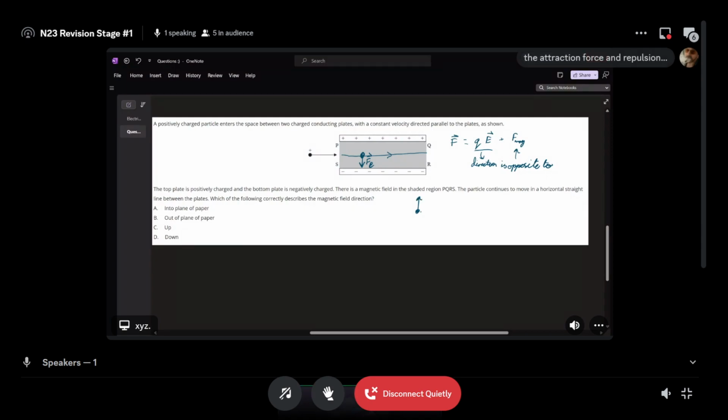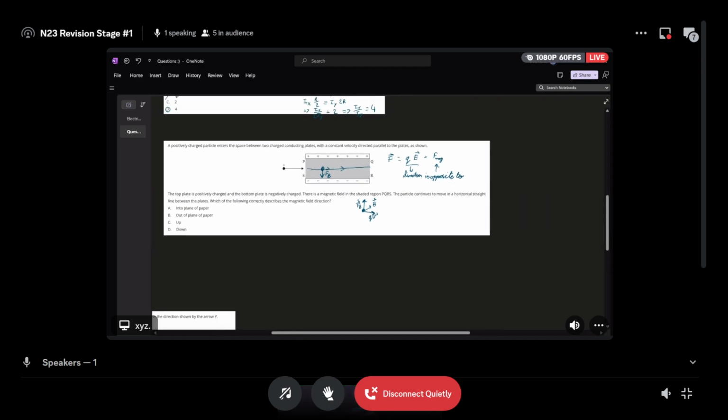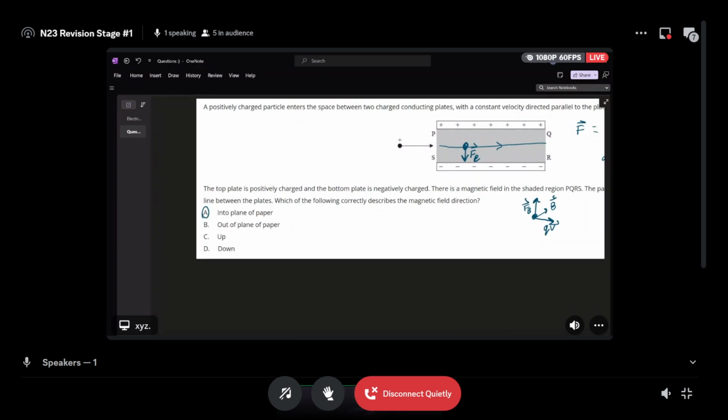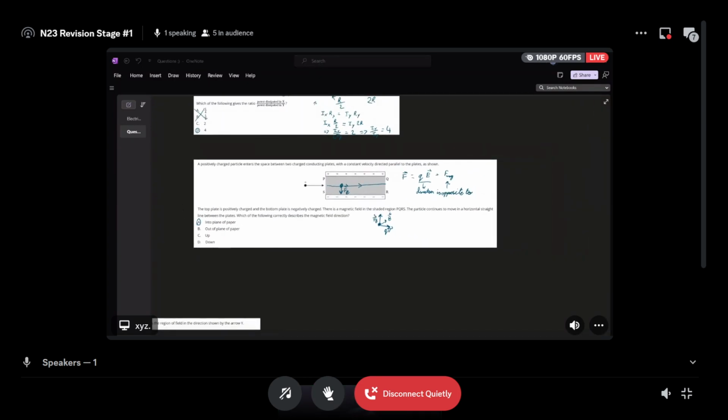we want a velocity going this way. It's a positive charge, so QV will be going this way. That's the same as current going that way. That means that we want F of B to be up. And that means that B must be into the page, which is A, which is what you guys said. Good job.